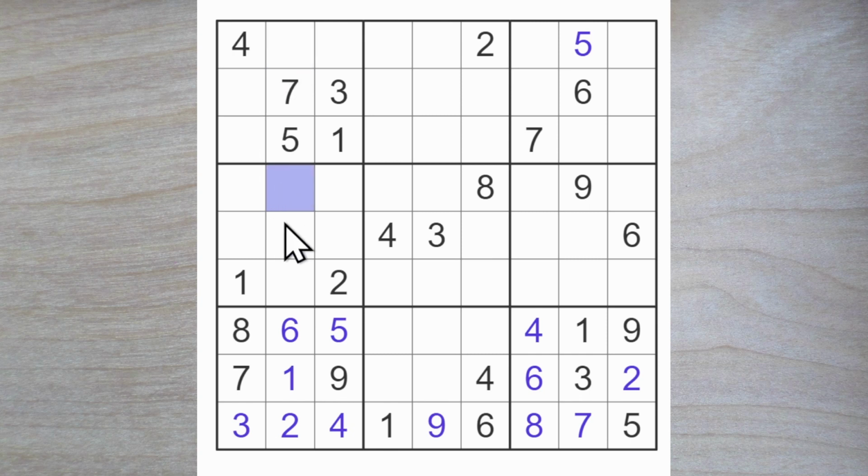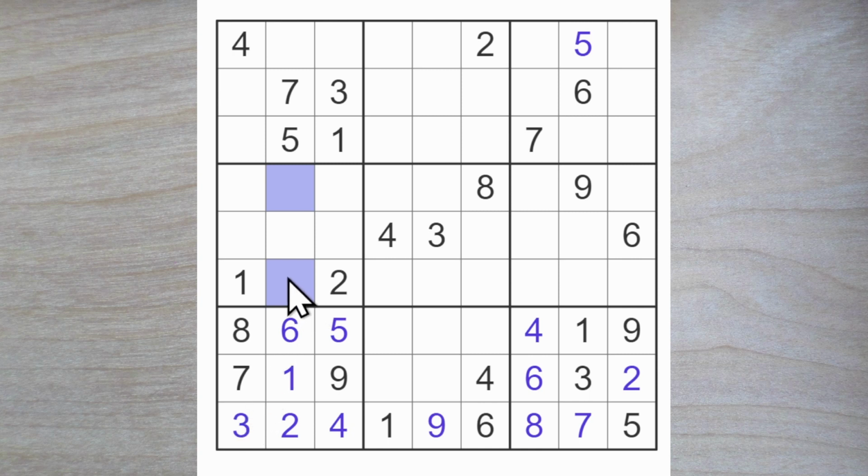Let's have another look at these 4 empty squares in column 2. We need to find an 8, a 9, 3 and a 4. 3 and a 4 block here, so this is an 8 or a 9. And now we have a 3 and a 4 in these two squares.